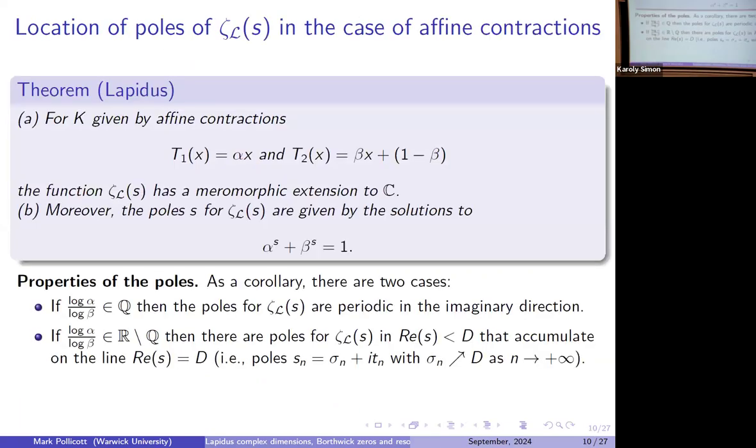I've forgotten if there's anything else at the bottom. Now, that's what it means. So yeah, the poles accumulate. In a sense, you can find poles getting closer and closer to the line as you go further and further up.